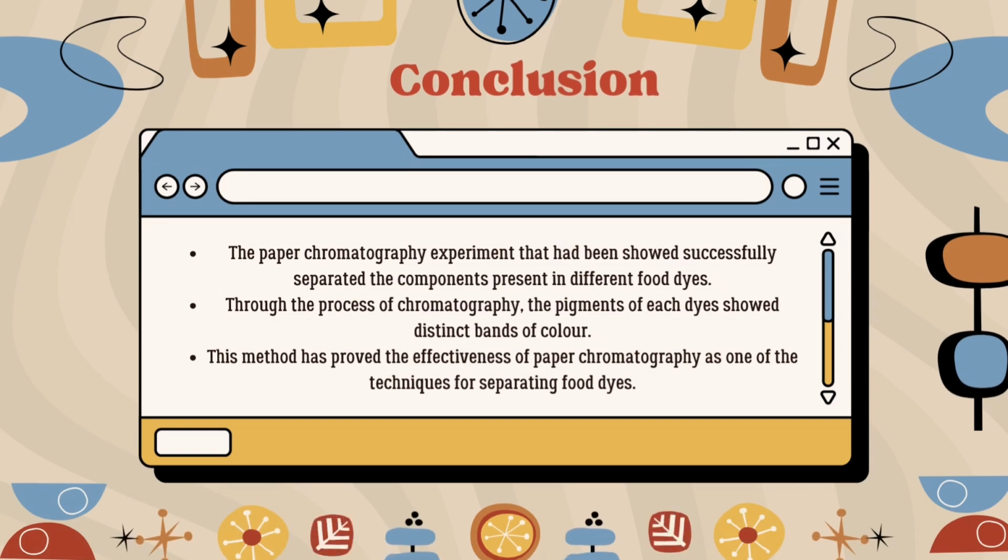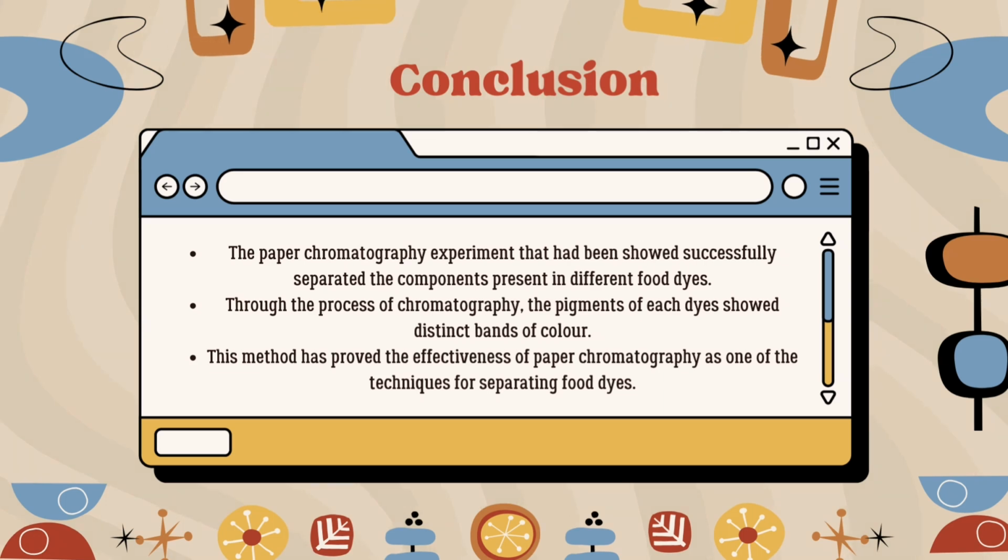The conclusion is that the paper chromatography experiment that has been shown successfully separated the components present in different food dyes. Through the process of chromatography, the pigments of each dye show distinct bands of color. And this method has proved the effectiveness of paper chromatography as one of the techniques for separating food dyes.